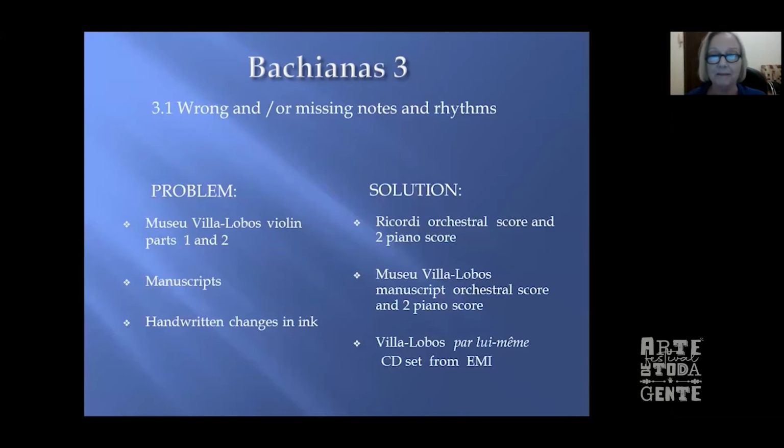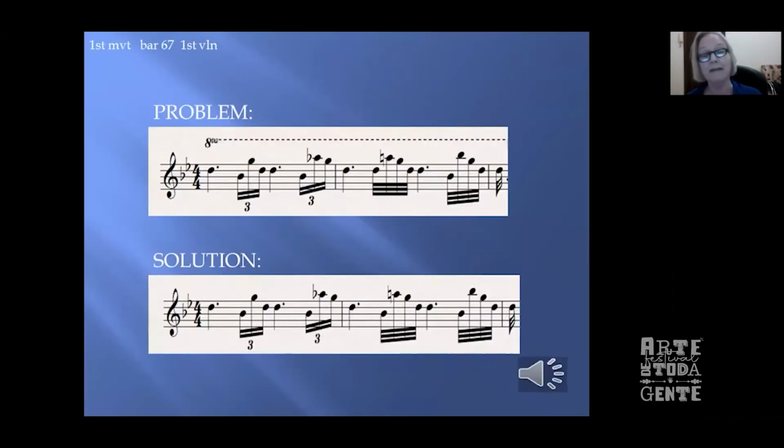In the solution, the material is the same: the recording, the orchestra score and two piano score, the Villa-Lobos manuscript, the Museum of Villa-Lobos manuscript orchestra score and two piano score, and the Villa-Lobos recording. Now I will begin my examples. The problem will always represent the violin part, and the solution will come from all the material. And in the end, I will demonstrate with the CD recording of that section of Villa-Lobos.